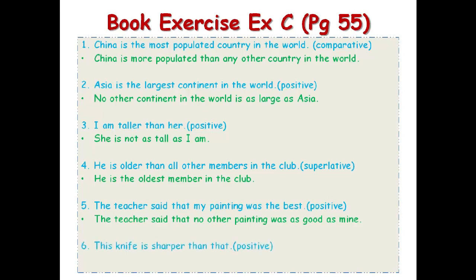Number 6. This knife is sharper than that. Now you have one knife and there is another knife kept. Now you're saying the knife that you have is sharper than the other one, and you have to change it into positive. You can say that knife is not as sharp as this. So sharper is comparative, positive degree will be sharp. And I have to say that the knife that I have is sharper. So I can say that knife is not as sharp as this. That means it is the knife that I have, it is still sharper.